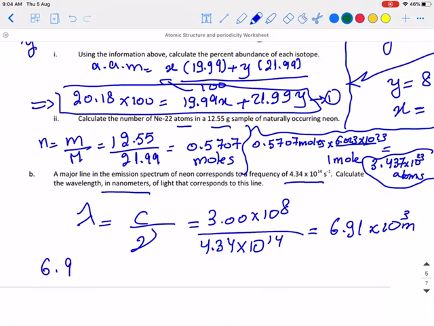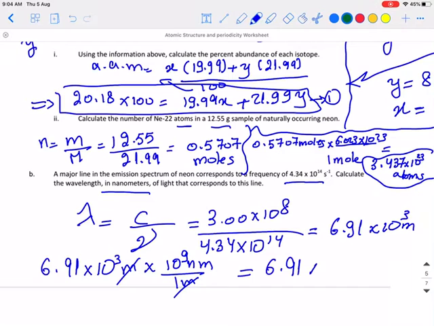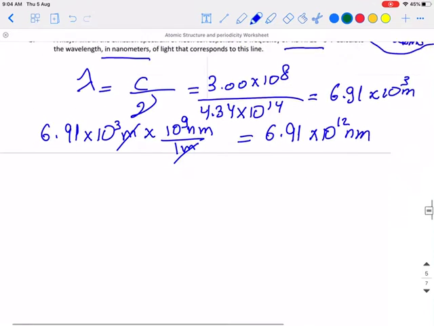Let me change it to nanometer as it is required by the problem. So it is times 10 to the power 9 nanometer over 1 meter, and the final answer, to 3 significant figures, is 6.91 times 10 to the power 12 nanometer.